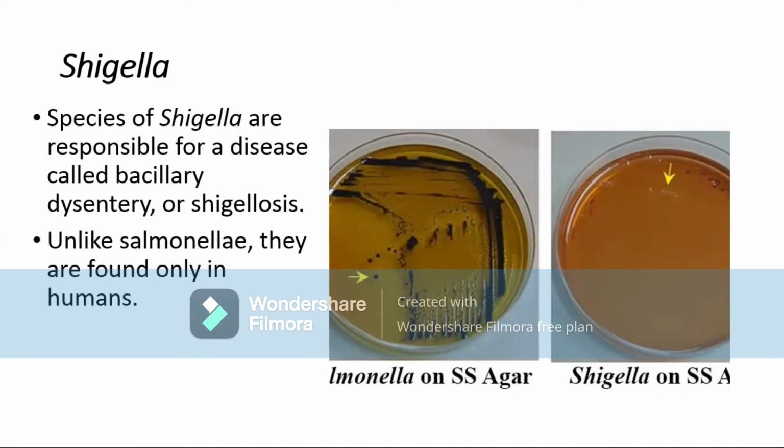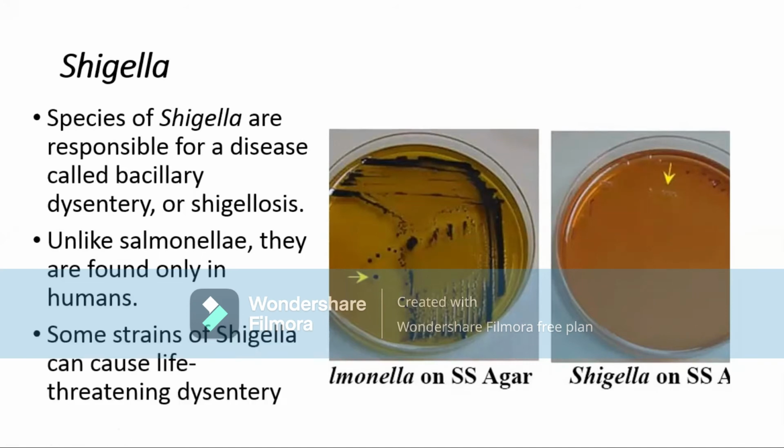So they are found only in humans. So Shigella can cause dysentery, and the different strains of Shigella can cause dysentery of different severity, but some strains can cause life-threatening dysentery. Right. Similarly, we can discuss Klebsiella.